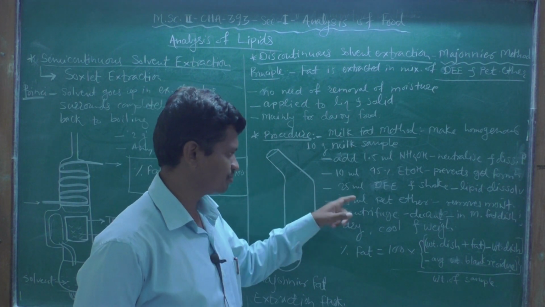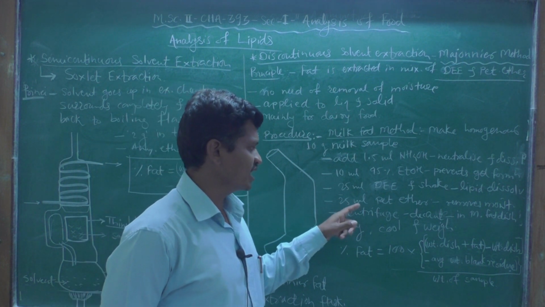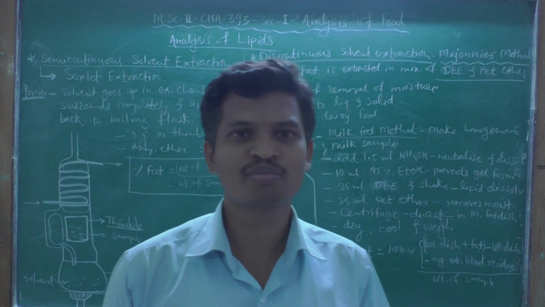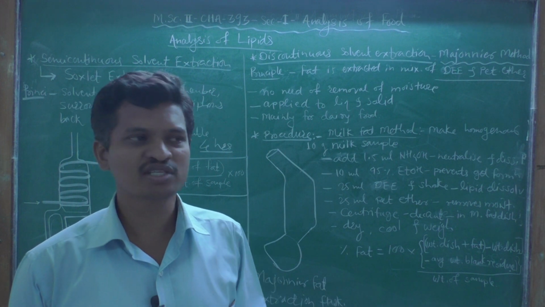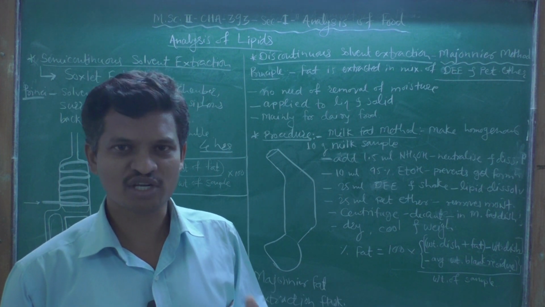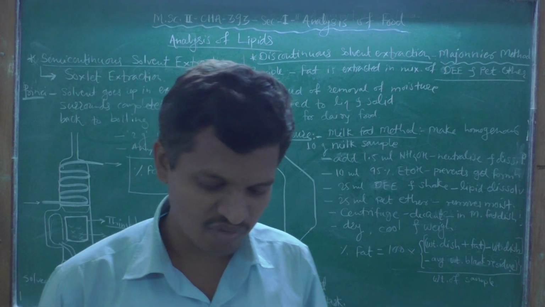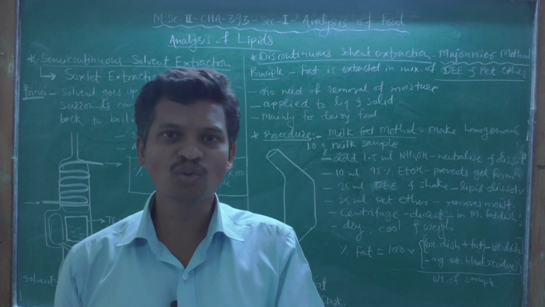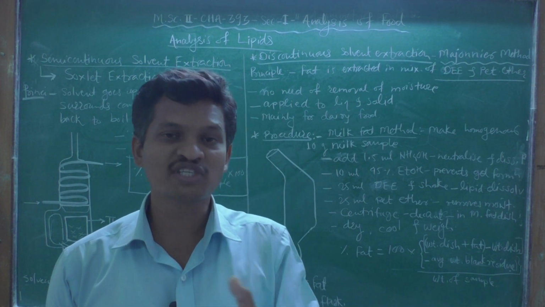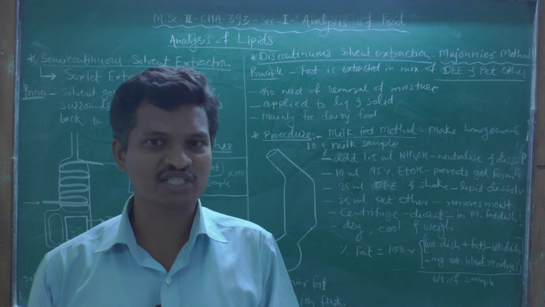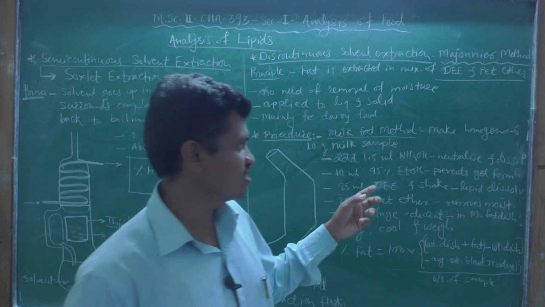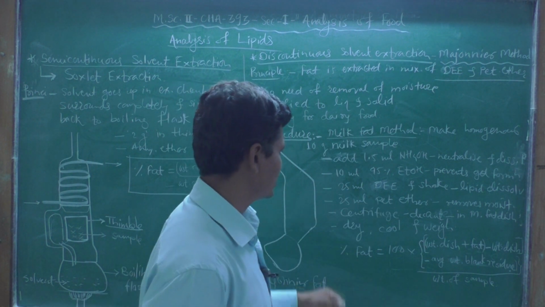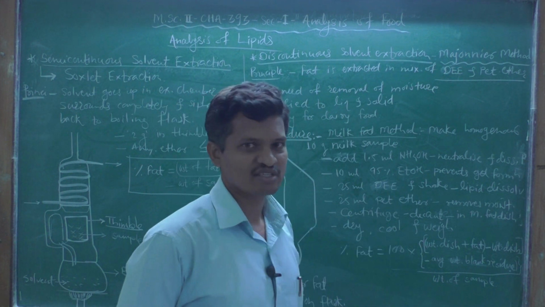Then the next step is add 25 ml petroleum ether. Now, what is the use of this? Why are we using a mixture of solvents here? When we add 25 ml petroleum ether, this petroleum ether will remove the water, the moisture which gets extracted in the diethyl ether solvent extraction. So this is the use of petroleum ether. Then the next step is centrifuge it.